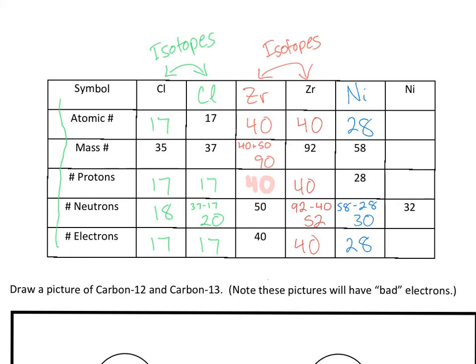Okay, and the last one is also nickel. Ooh, I'm smelling an isotope coming. I already know it's 28 because I just looked at it being 28. That means it's 28 protons, 28 electrons. It does have 32 neutrons though, so that would be 28 plus 32 or 60.